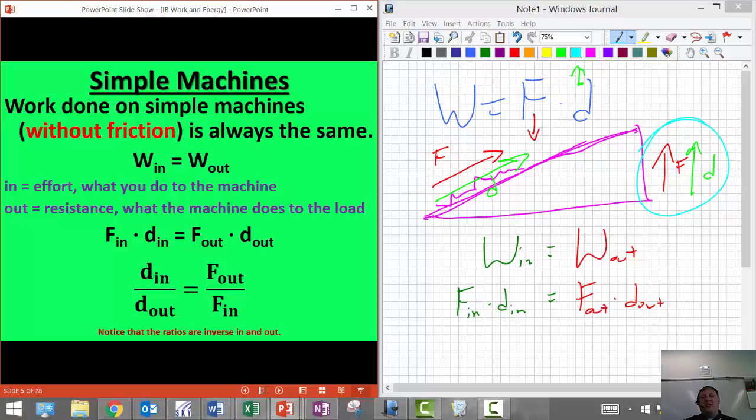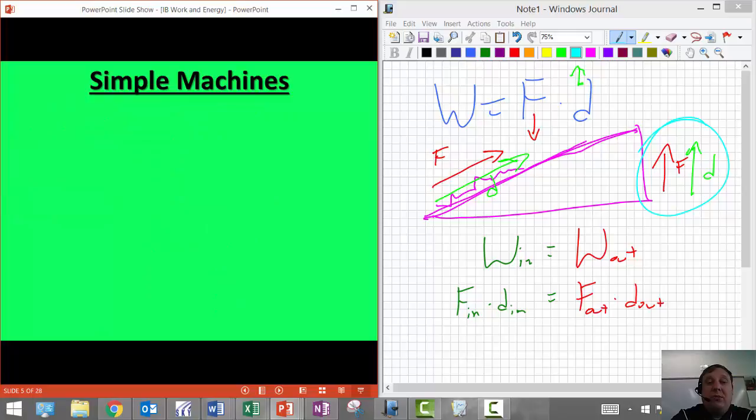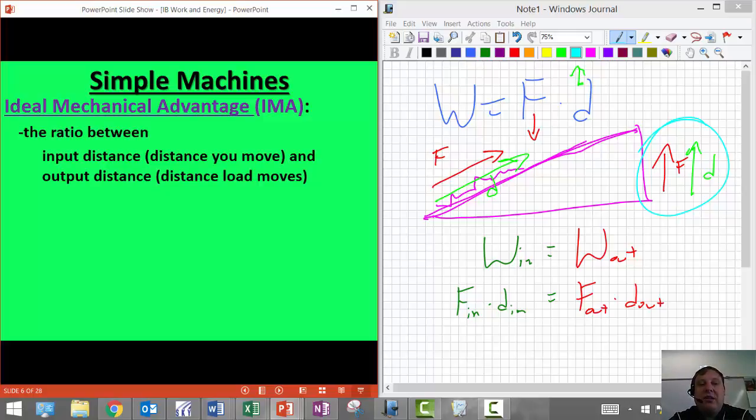Okay? Now, why is this distance in over distance out ratio so important? Well, it's so important because it is what is known as the ideal mechanical advantage. The ideal mechanical advantage is defined as the ratio between the input distance and the output distance. This basically tells you how good of a machine this is, how well it makes it so that you decrease the force. Of course, you have to increase the distance to do that, but you find out how good this machine is at helping people decrease the force. Okay? The IMA is equal to the distance in divided by the distance out.